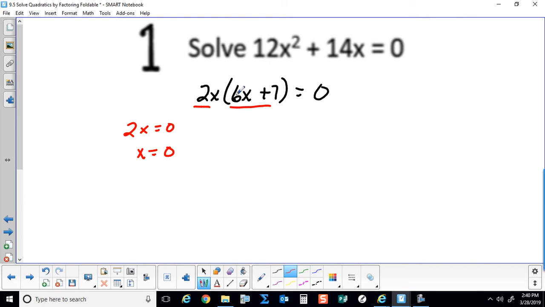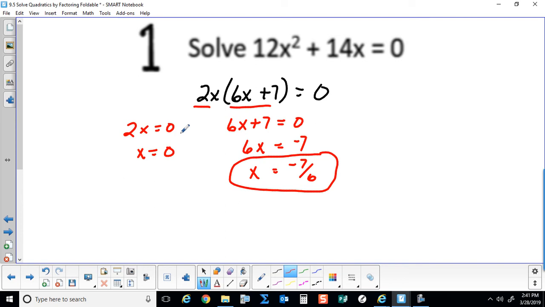All right, what about this factor? What does x have to be for this factor to equal 0? In order for this factor to be 0, x needs to be negative 7/6. If this factor is 0, then 0 times whatever that is equals 0. So those are our solutions to our quadratic equation.